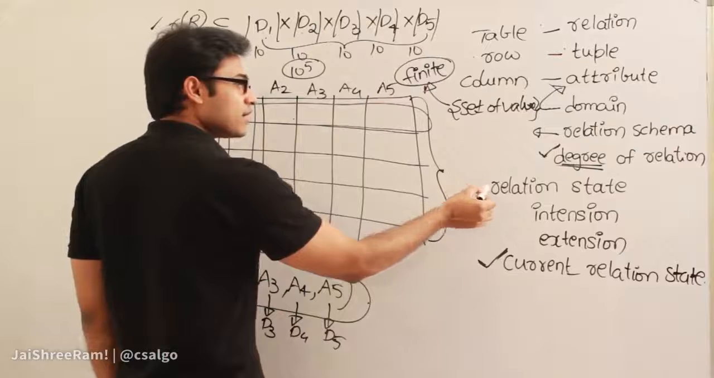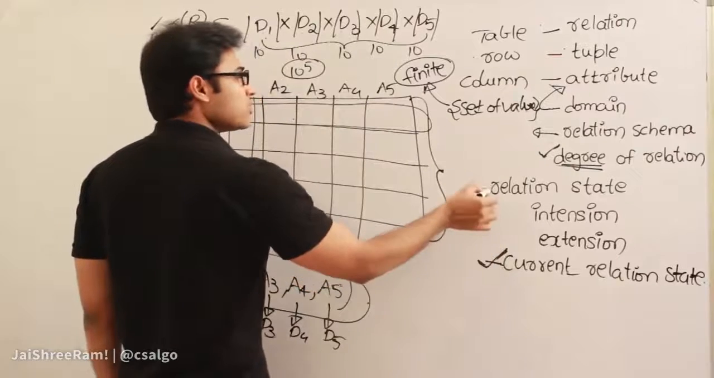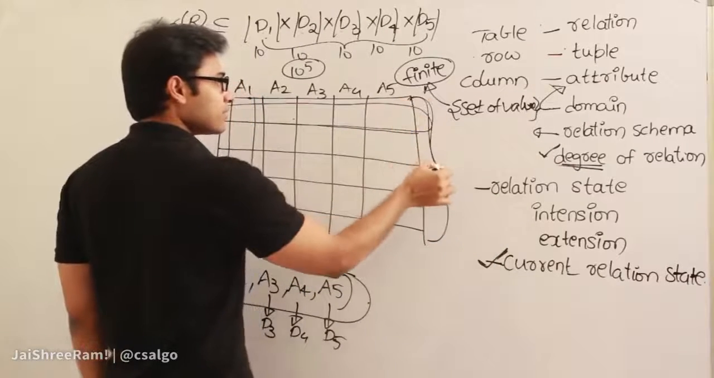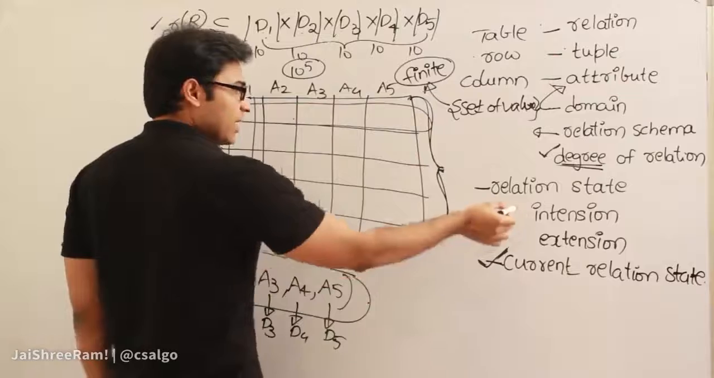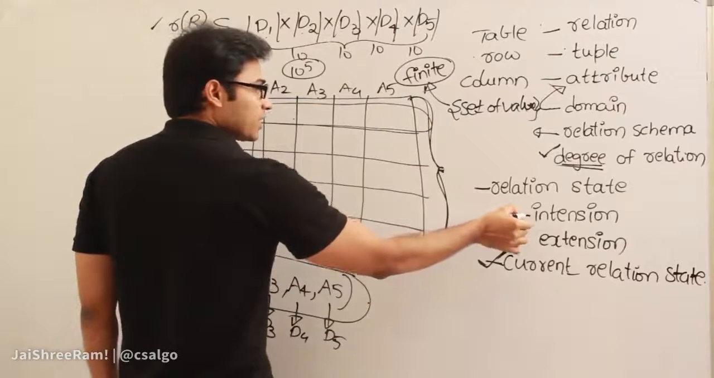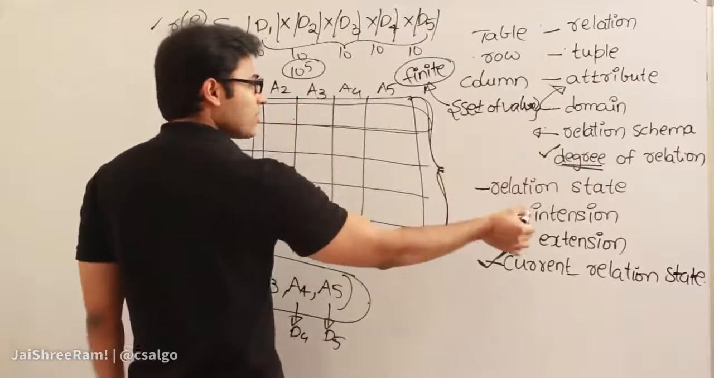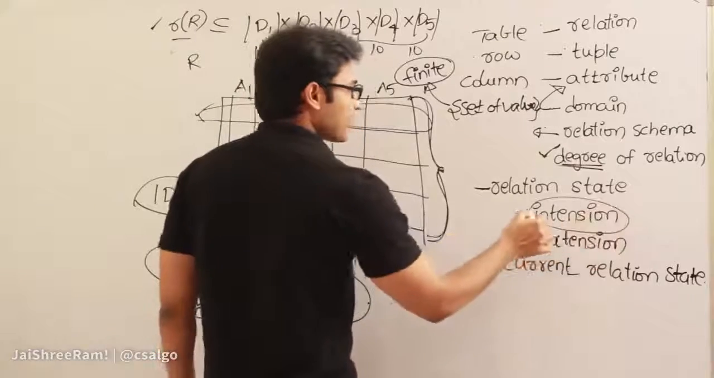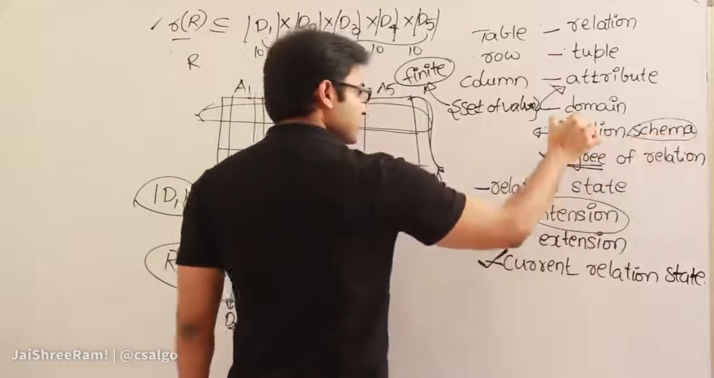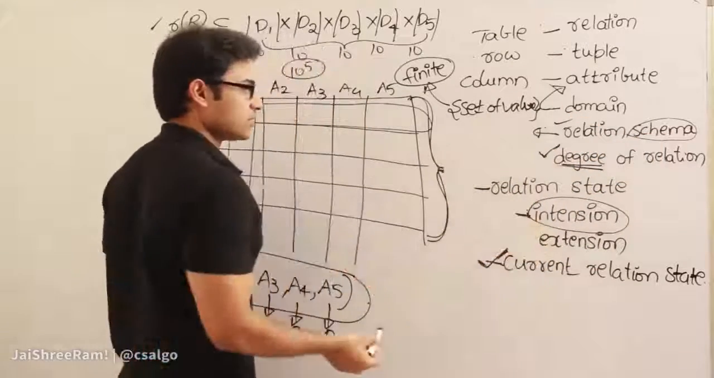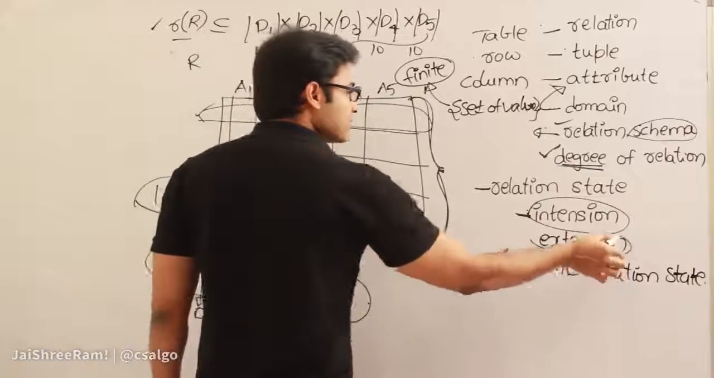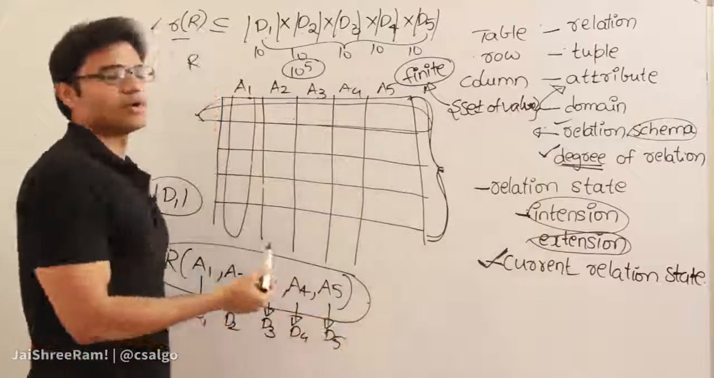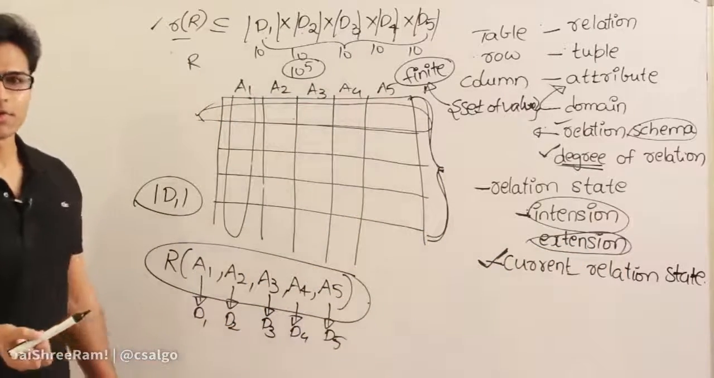The relation state or the current relation state both mean the same thing, which means the table itself. And sometimes the relation schema is also called the relation intension, right? So intension means the heading, the schema only. And relation extension means the table itself. Got it? So these are the various terms which we are going to have.